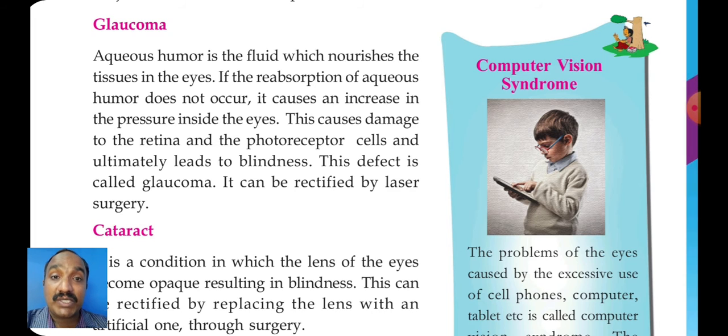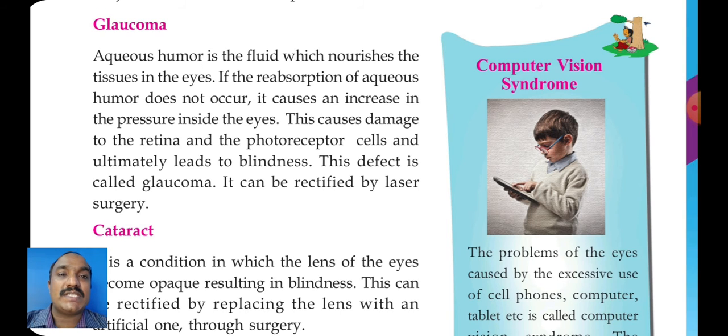Actually, aqueous humor comes to give oxygen and nutrients to the eye, and after giving that, it goes back into the blood itself. When that reabsorption is blocked, what will happen? The pressure in the eye will increase and we will have pain in the eyeball. That condition is called glaucoma. So when the reabsorption of aqueous humor is blocked or stuck, that will increase the pressure inside the eye.